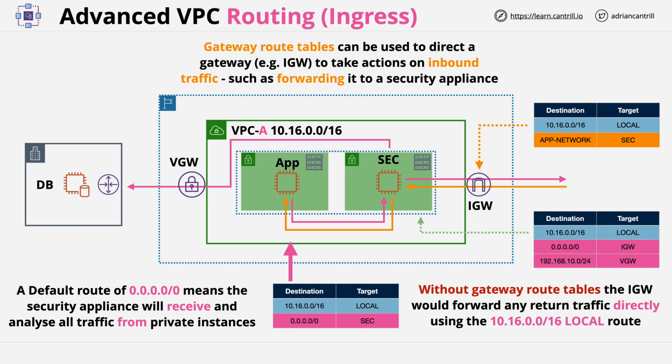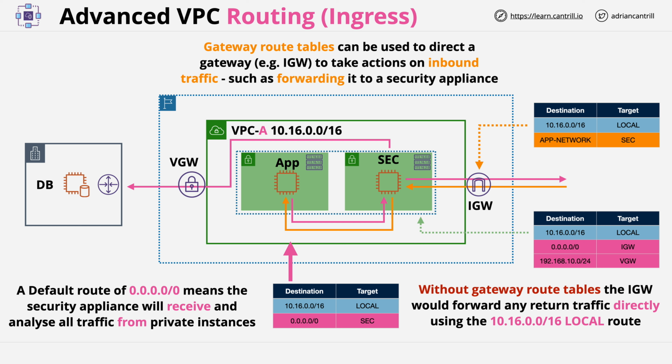So gateway route tables, they can be attached to internet gateways or virtual private gateways, and they can be used to direct that gateway to take actions based on inbound traffic, such as in this example, forwarding it through to a security appliance no matter what the actual destination was. So gateway route tables allow us to implement this type of architecture, which allows us to inspect traffic as it flows in and out of the network, so in a bi-directional way.